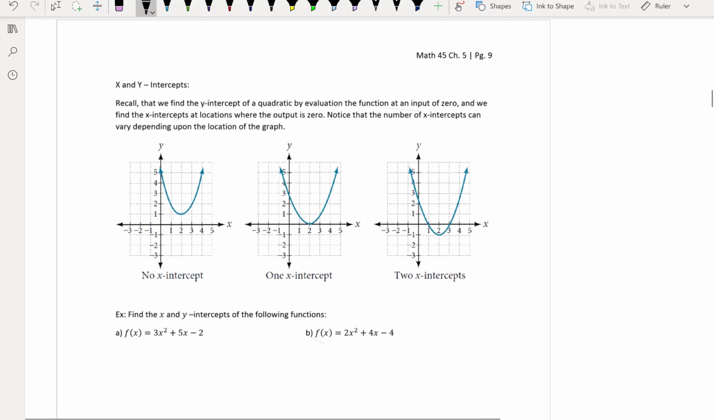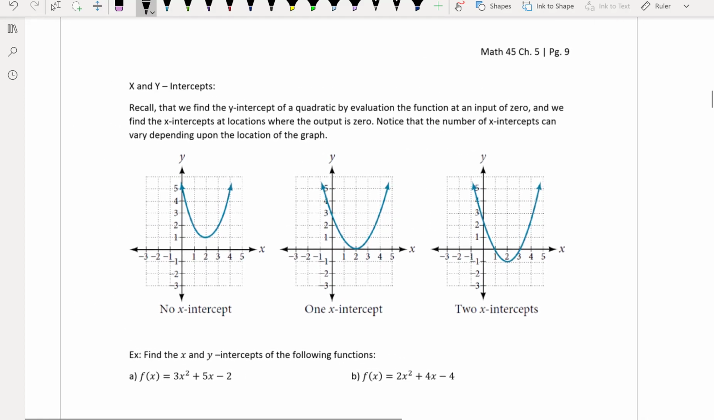So for page 9, we're going to be talking about intercepts. So recall that we find the y-intercept of a quadratic by evaluation of the function at an input of 0. We can find the x-intercept at locations where the output is 0. Notice that the number of x-intercepts can vary depending upon the location of the graph.